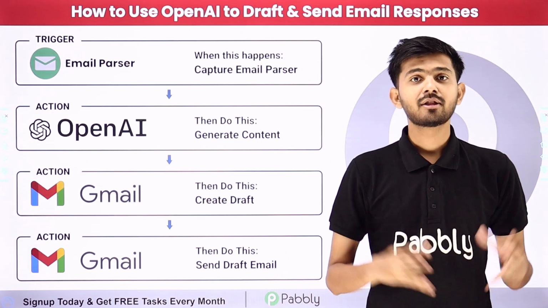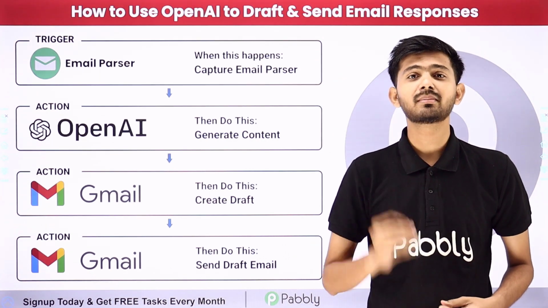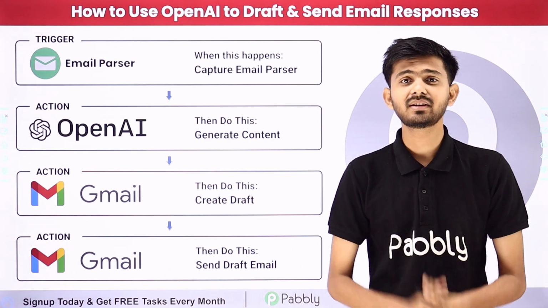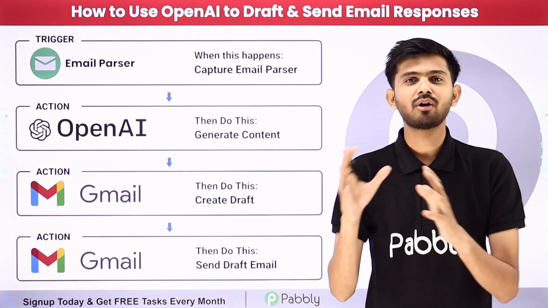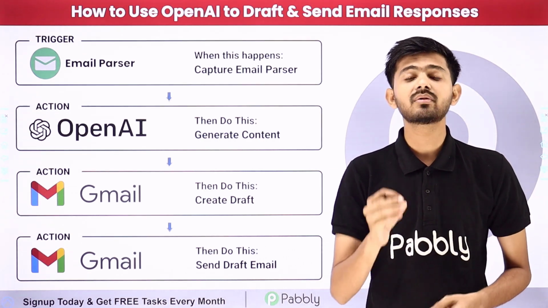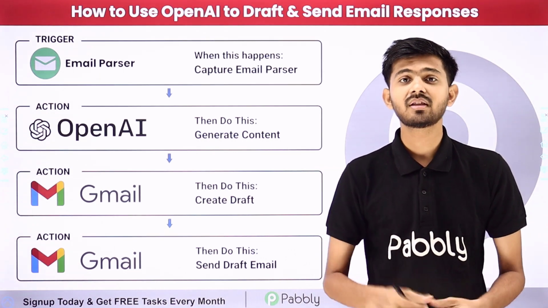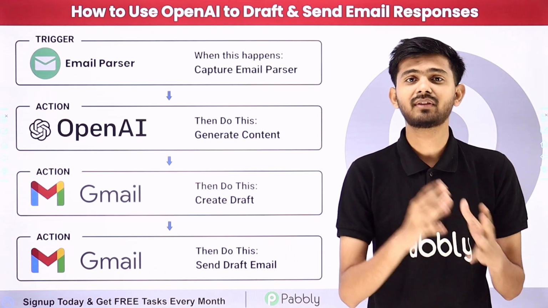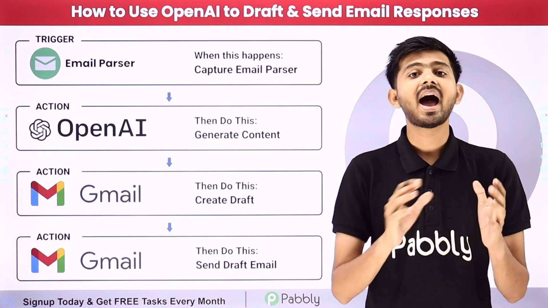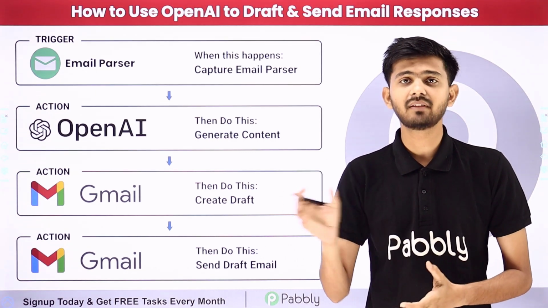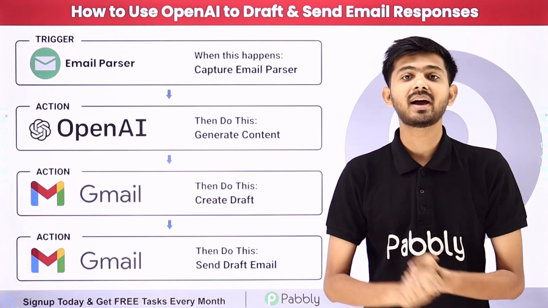Today our topic is how to use OpenAI to draft and send email responses. My objective is that whenever I receive a new email from my customer, then automatically, by capturing all the details of that email, I want to generate an email response using OpenAI. After generating that response, I want to automatically draft the email in my Gmail account, and after finalizing that draft, I want to send that email back to my customer.